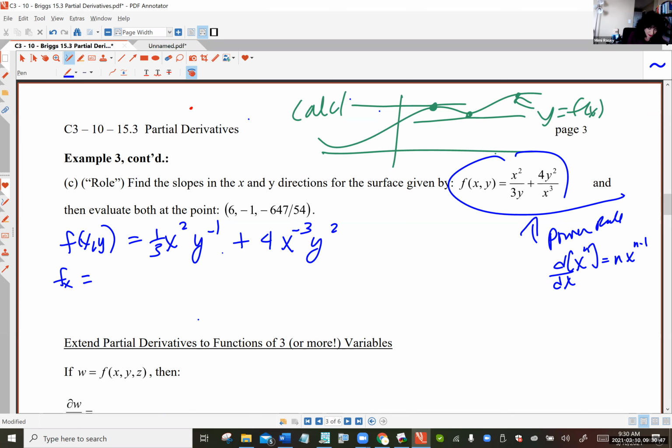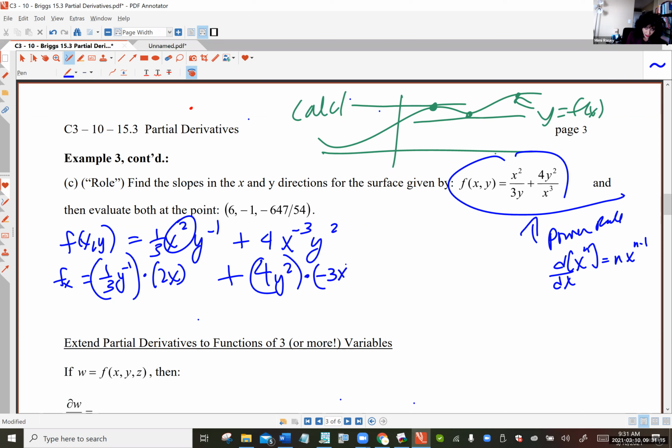So your first term, the 1/3 and the y to the -1 look like a constant multiple, and you're going to multiply that by the derivative of x squared with respect to x, because you're taking the first partial of the function with respect to x. Plus, the 4 and the y squared look like a constant multiple, so just copy it down, and then multiply with the derivative of x to the -3 with respect to x. Using the power rule, that's -3x to the -4, and then clean this up because I don't like negative exponents. I mean, it's correct, but it's ugly. So you want to rewrite it with positive exponents.